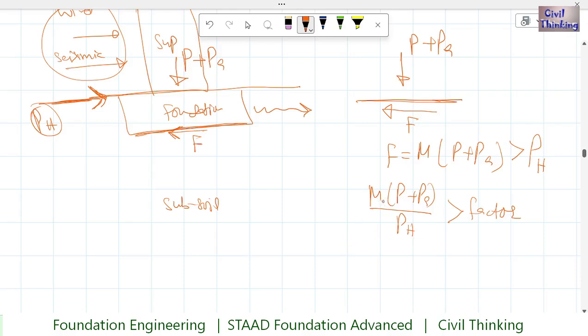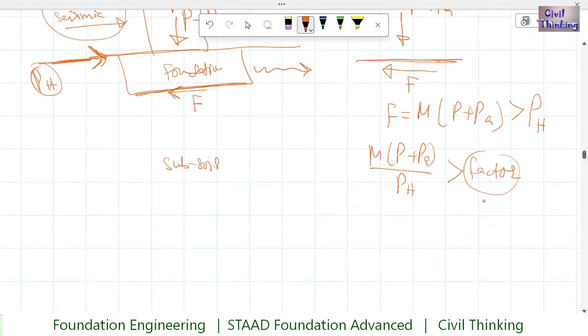Because if it is like this, then mu times P plus PA, which is F, will be PH times this factor. Now the value of this factor depends on what code you are following, whether the European code or the American code. The exact value depends on that. But typically we call this factor the factor of safety. This factor of safety is around 1.5, so this has to be greater than 1.5.